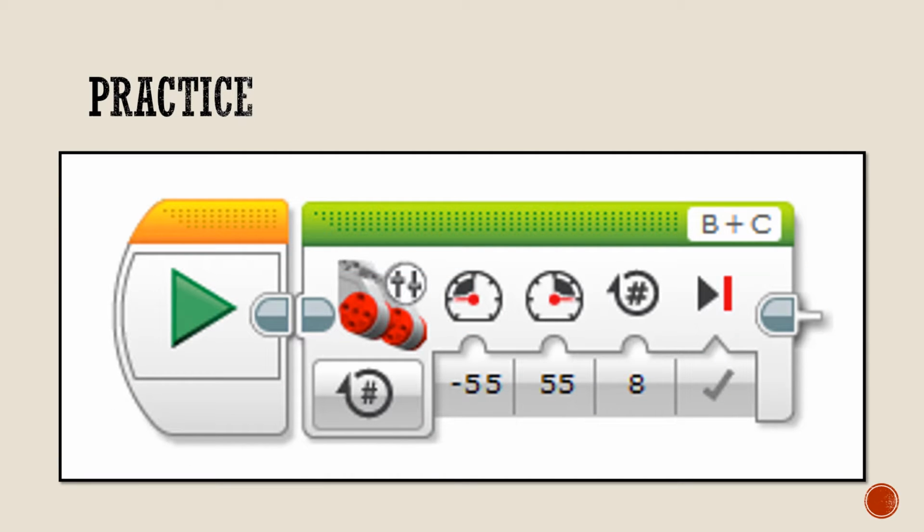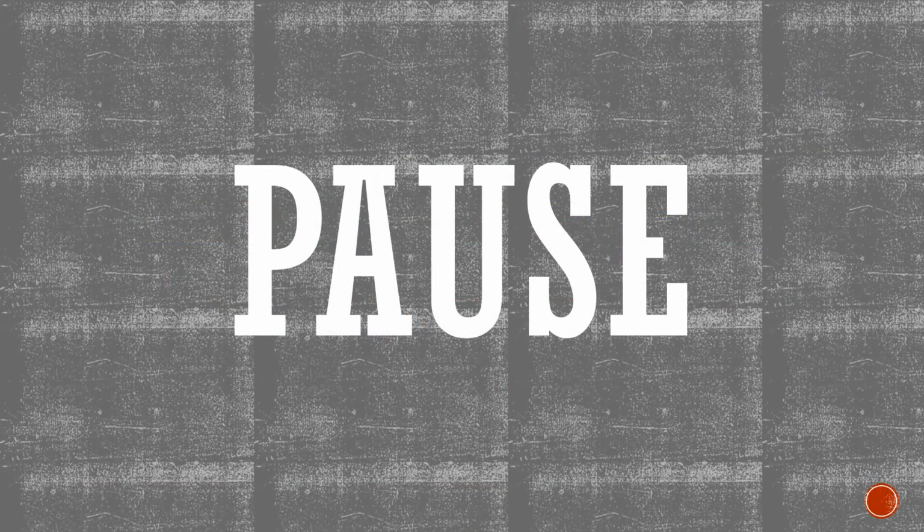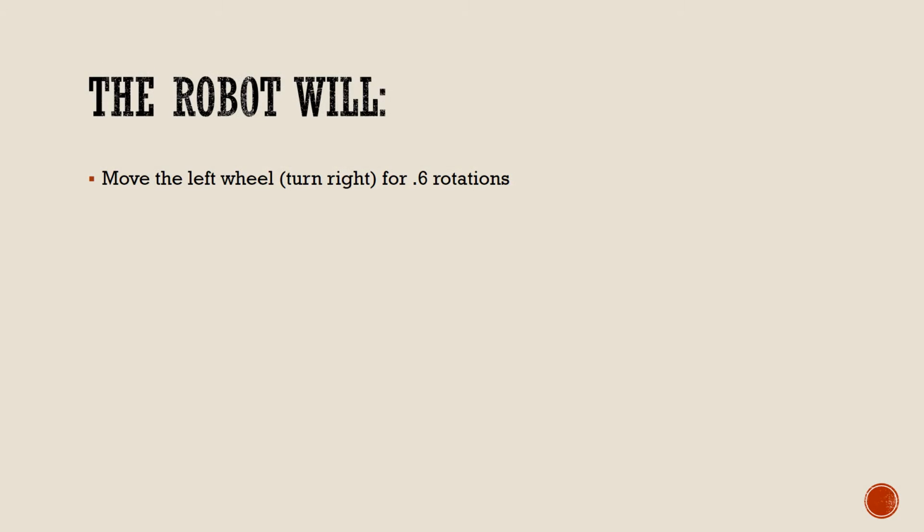Discuss what this block will do on a robot with your teams. Press pause. After you have an answer, then press play again. This block, when run on a robot, will rotate the left wheel 60 degrees for 0.6 rotations.